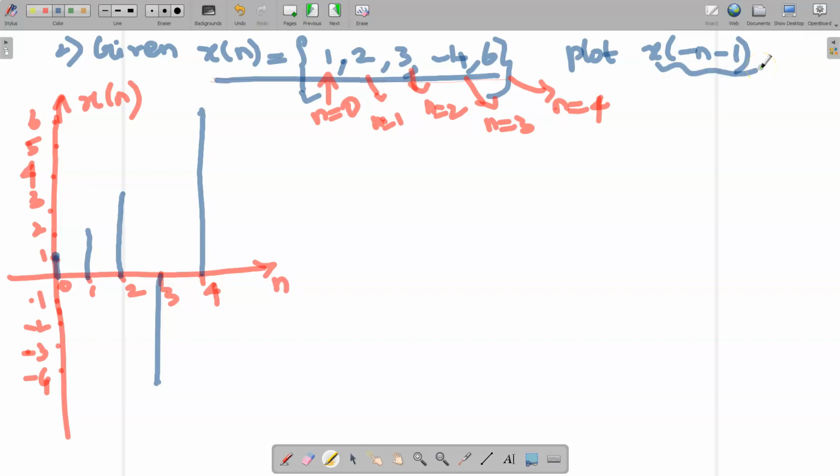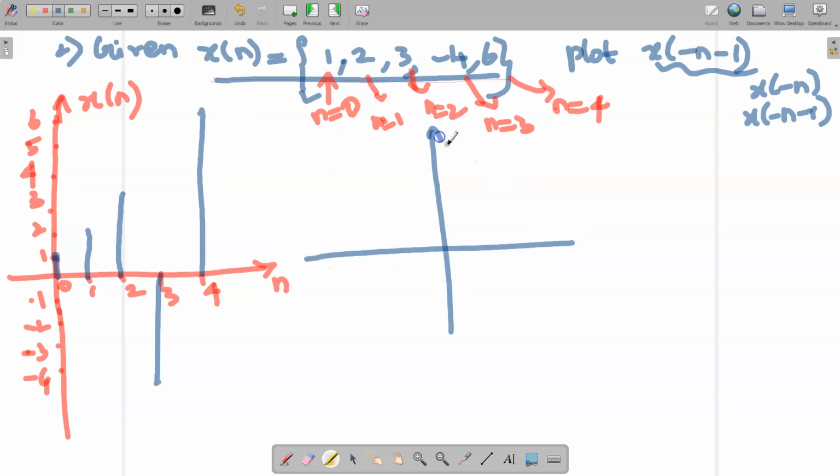the question is x of minus n minus 1. So, as that of the previous problem, draw the reversal signal first, x of minus n, and then you can draw x of minus n minus 1. Okay. So, what is a reversal signal? Whatever we have in the right hand side will go to the left hand side, the left hand side values will go to the right hand side.